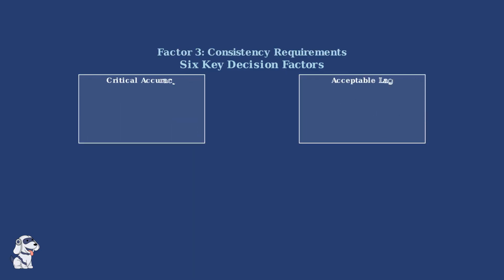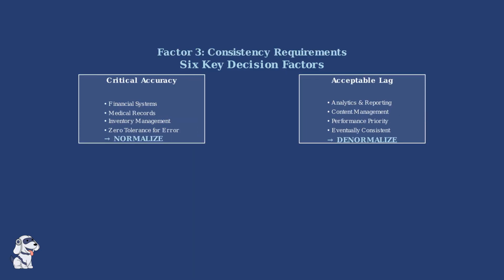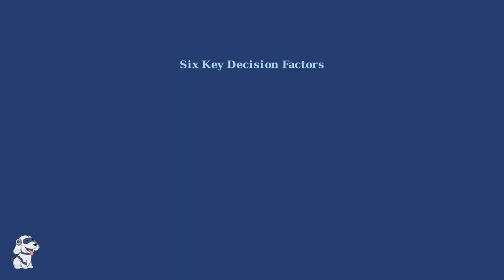Consistency requirements vary dramatically across applications. Financial systems, medical records, and inventory management demand critical accuracy where any inconsistency could have serious consequences. Analytics, reporting, and content management systems can often tolerate acceptable lag in exchange for better performance.